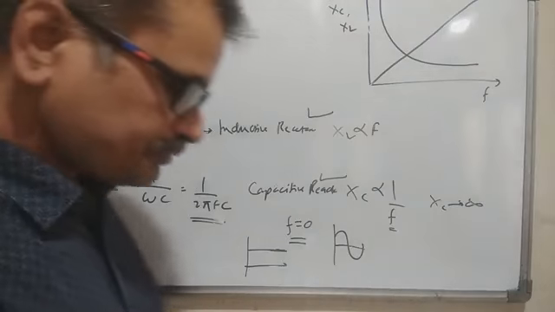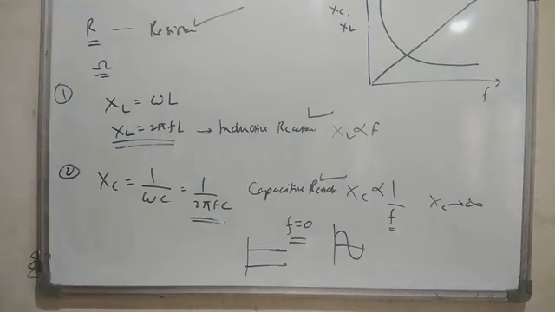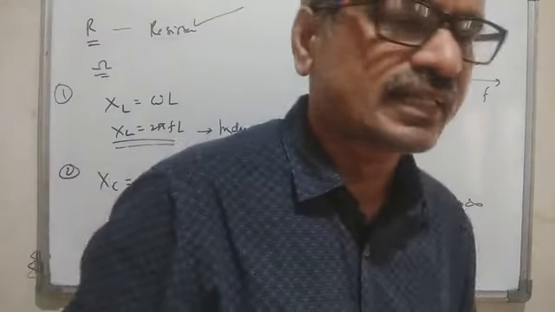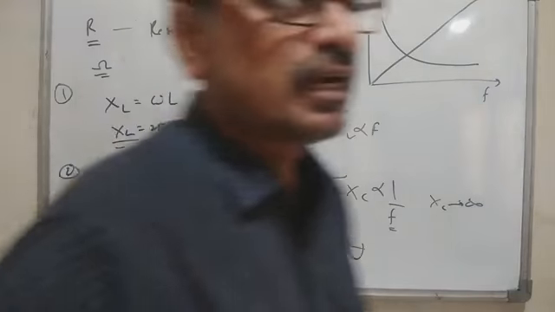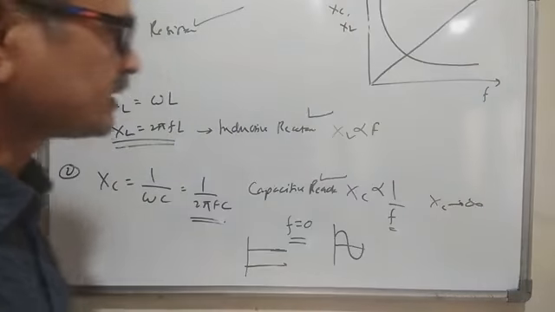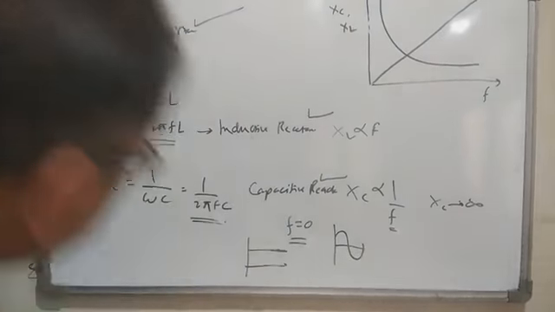So basically, we can summarize like this: the inductive reactance and the capacitive reactance are basically the resistance offered by the inductance and capacitance. There is a difference between pure resistance and the capacitive and inductive reactance, which we are going to see right now. So I'll erase this.